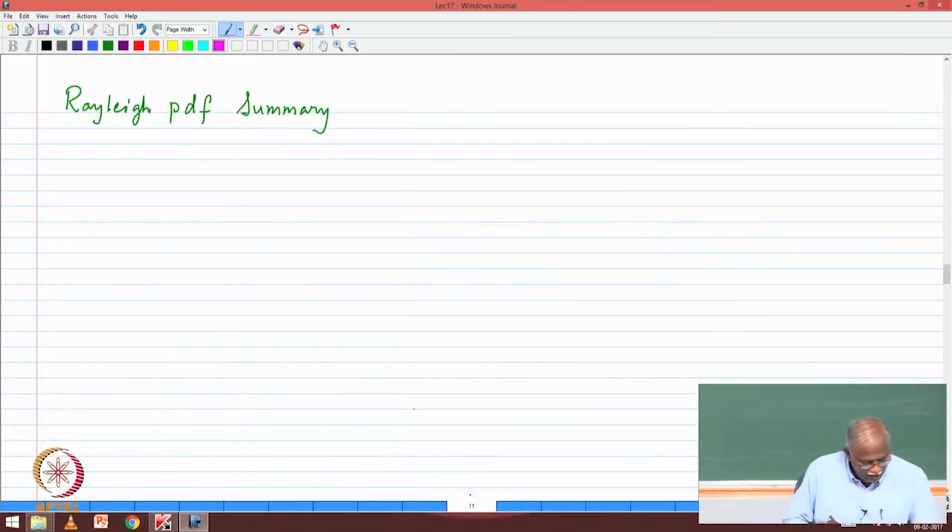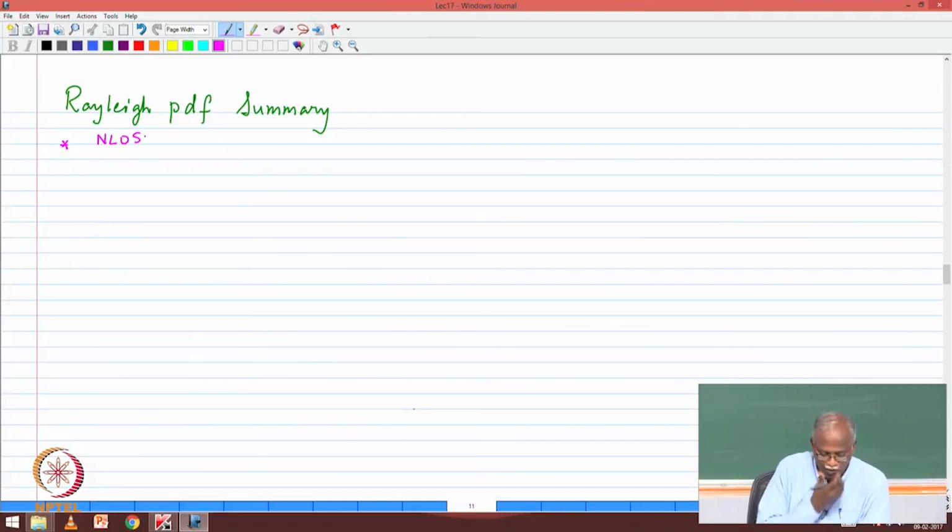Let me move on. I would like to do a quick summary of the Rayleigh PDF. Maybe you should be helping me with that, but in the interest of time, we are looking at it primarily in non-line of sight. This occurs in non-line of sight components. It also is a typical phenomenon when there is a large number of multipath. So the number of multipath components n is large and there is no dominant path.